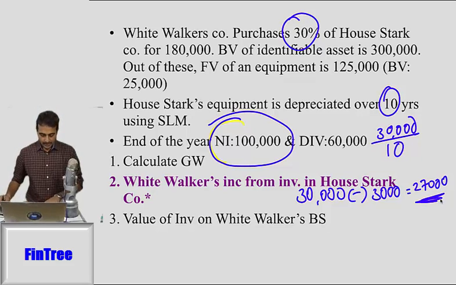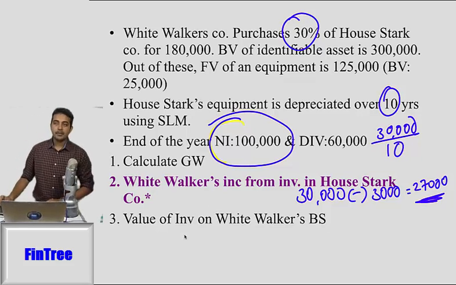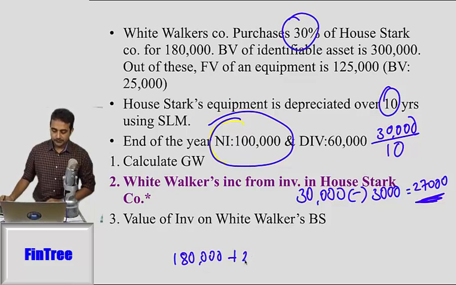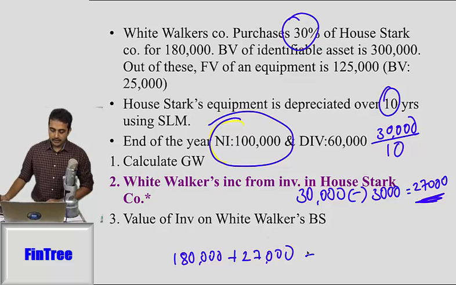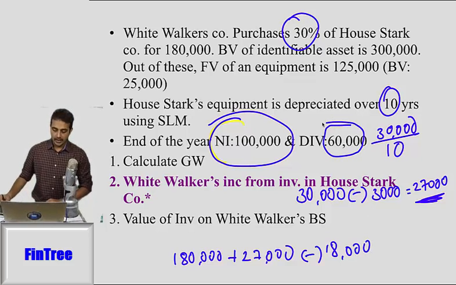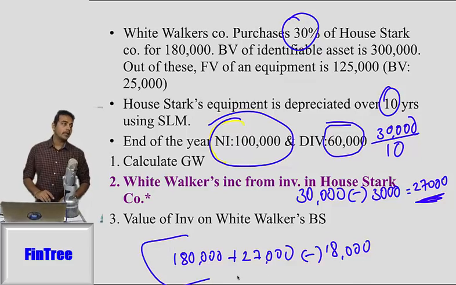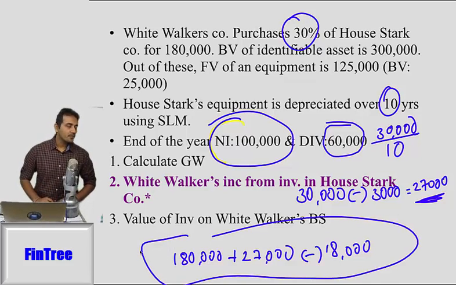Is that fine? Then what is the value of investment by the end of the year? So you start with 180. Then you would say plus 27, which is your proportionate net income minus the depreciation, minus 18,000 which you received in the form of dividend. Manoj, so that's 60 into 30%. And then we will have the net value of the investment, net value on the balance sheet. Easy?